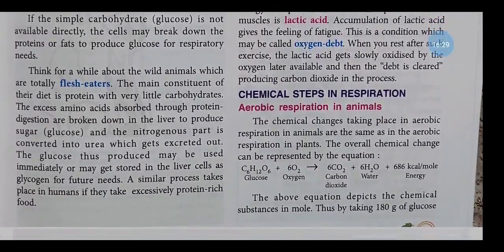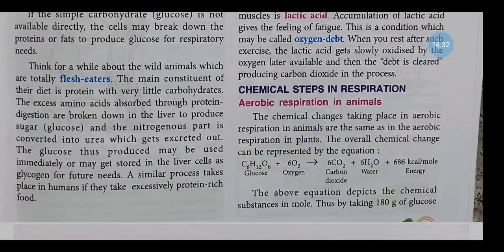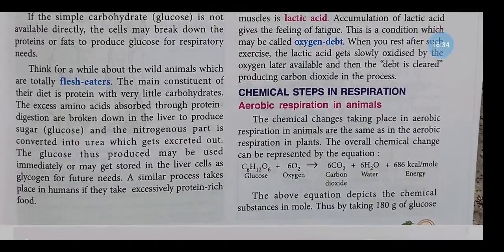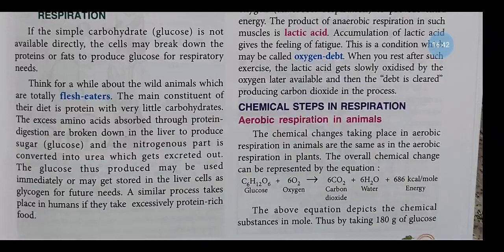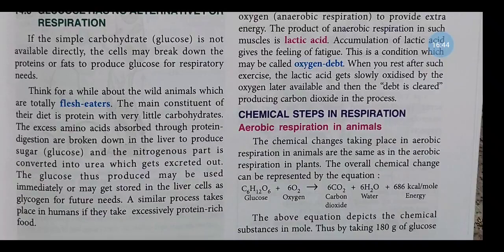Fine. Now about wild animals which are totally flesh eaters, the main constituent of the diet is protein with very little carbohydrate. The excess amino acids absorbed through protein digestion are broken down in the liver to produce glucose, and the nitrogenous part is converted into urea, which gets excreted out, right? The glucose thus produced may be used immediately or may get stored in liver cells as glycogen for further need.